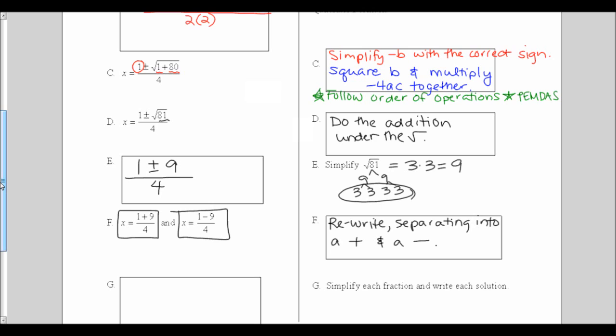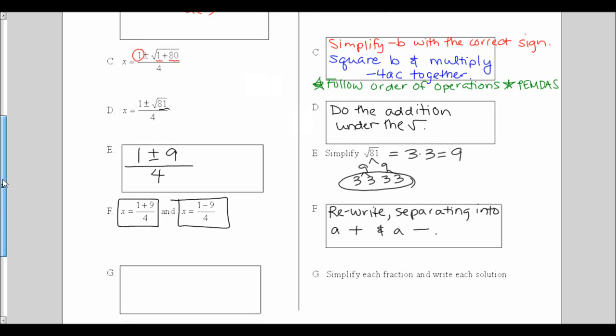So I should have two separate answers. Remember, a quadratic always has two answers. So that's where the two answers are coming from. My last step here is going to be to simplify each fraction and write each solution.